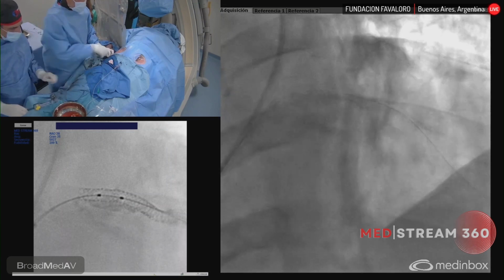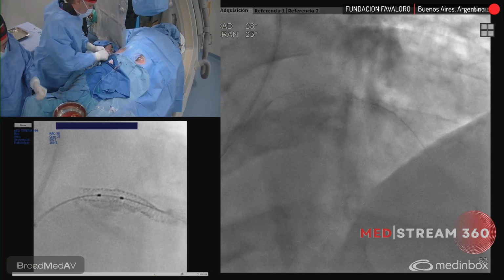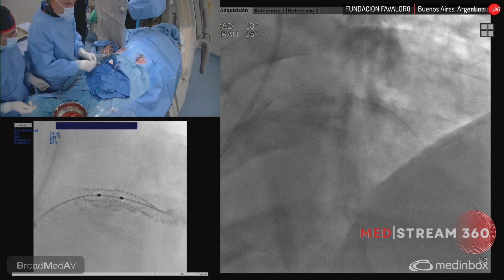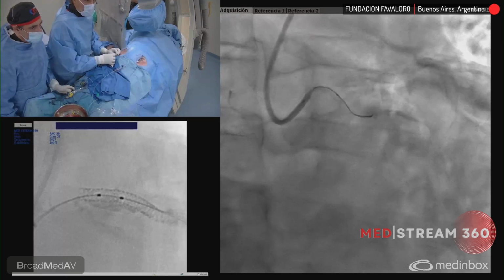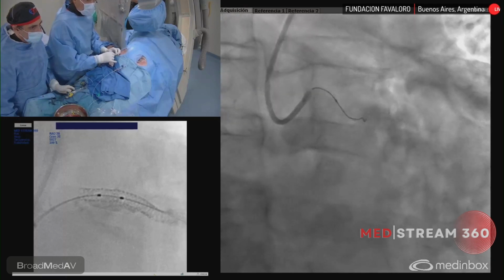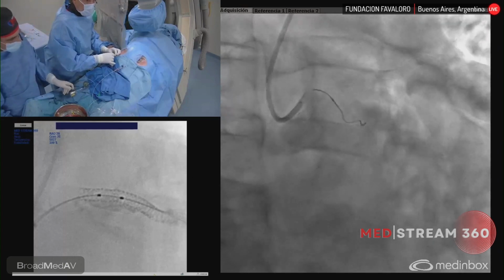So let's go to the caudal. And I will see if I can do the circ in 10 minutes. I don't know. Oh, it's so tight and so short the distance I have to cross.